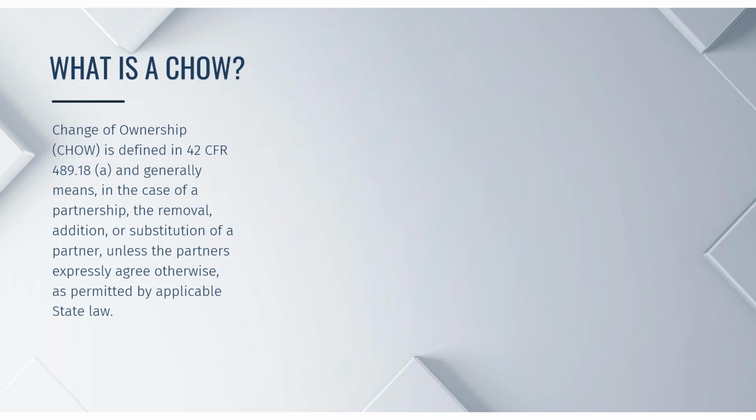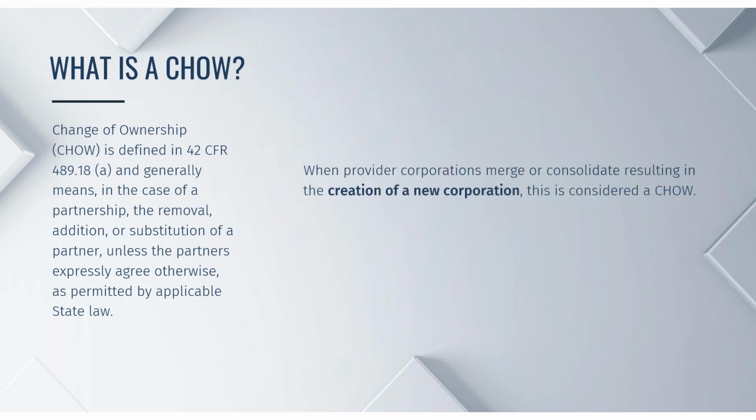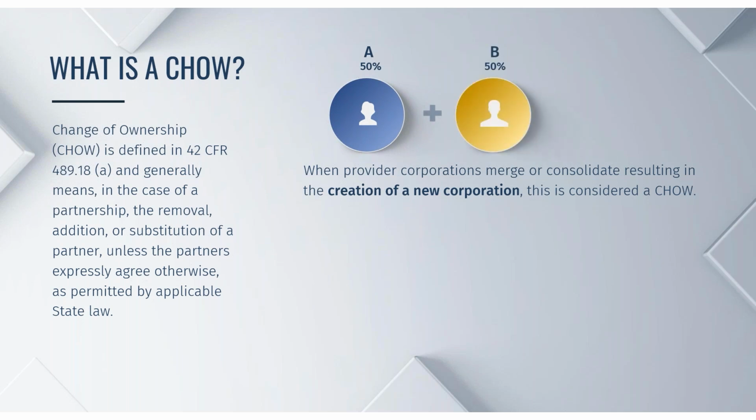To make sense of this, let's go over a scenario that constitutes a CHOW and another that does not. When provider corporations merge or consolidate, resulting in the creation of a new corporation, this is considered a CHOW. For example, when provider A merges with provider B, they create a new corporation known as provider C. Another way to look at this is like when we mix yellow with blue to get a new color, green.